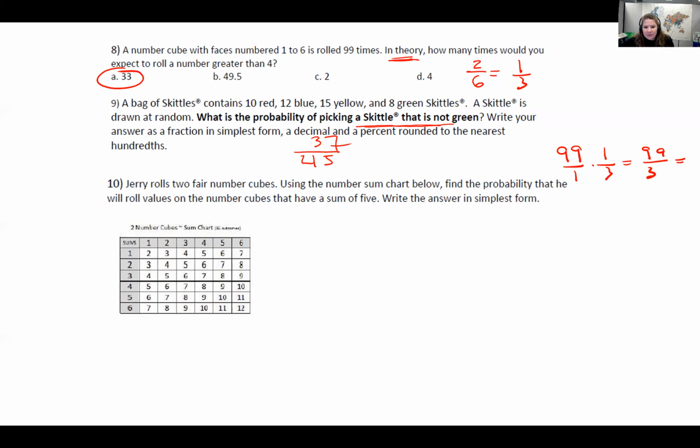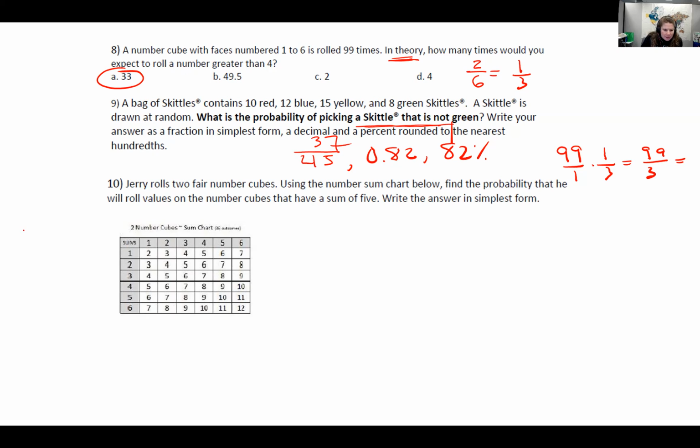So if we divide 37 by 45, we get 0.82, and that is 82%. Okay, did I add right? 12 plus 10 plus 15 plus 8 is 45. Yep.